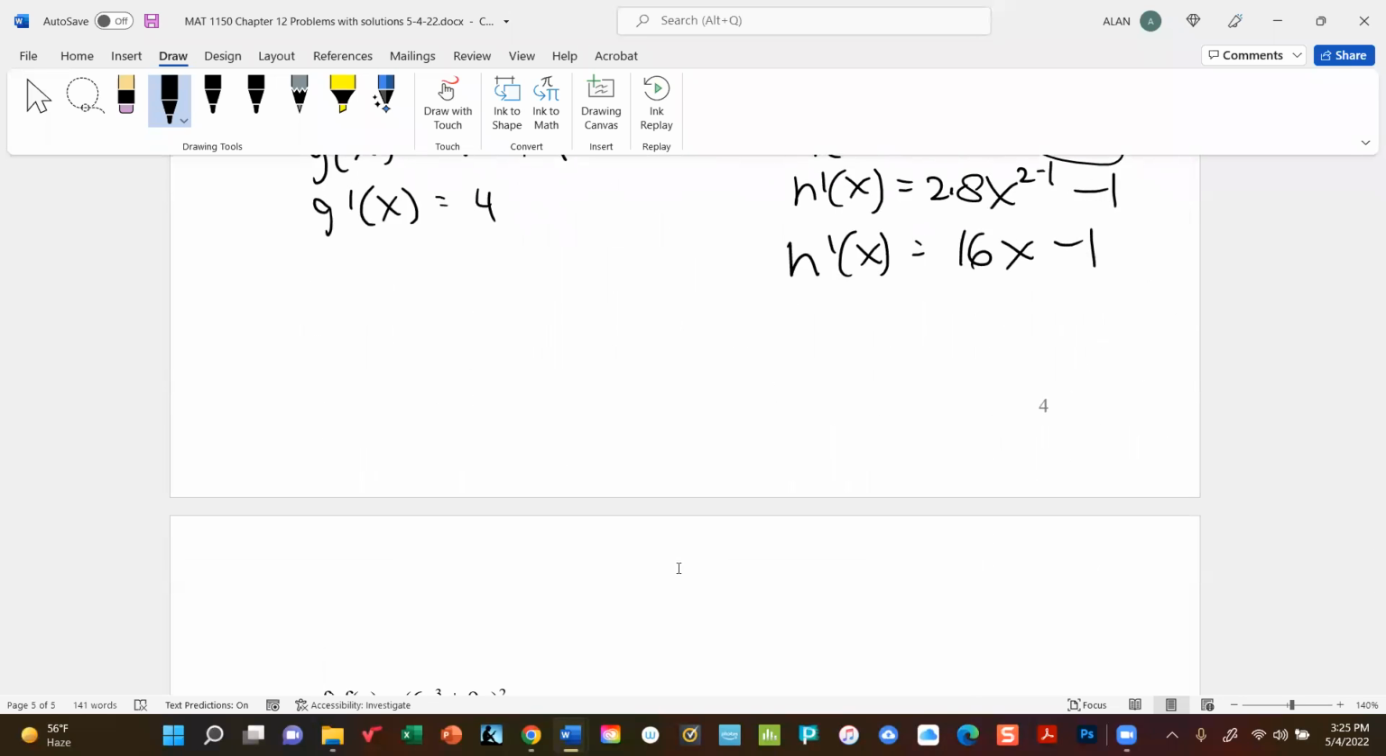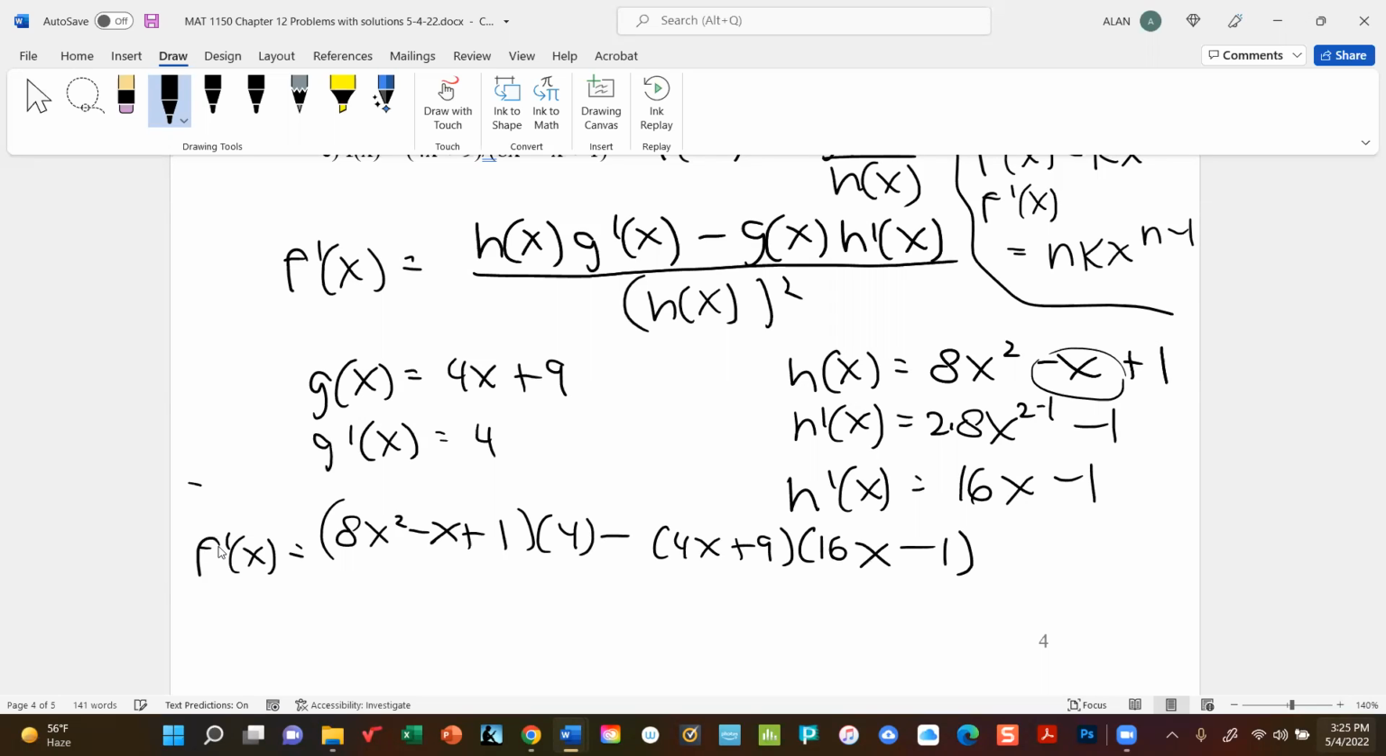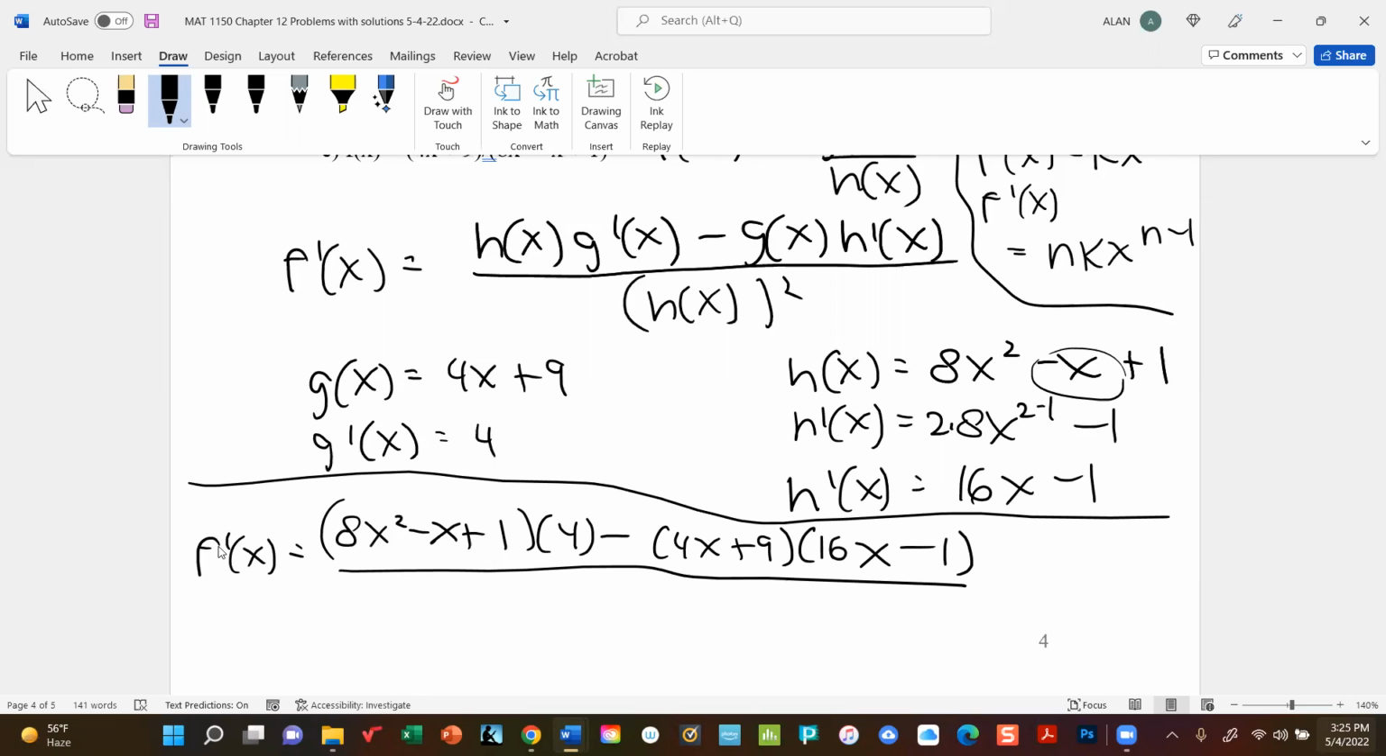But now we just have to do some substitutions. So the derivative of this function is 8x squared minus x plus 1, that's h. G prime is 4. G is 4x plus 9. H prime of x is 16x minus 1. And then in the denominator, we simply square the h.